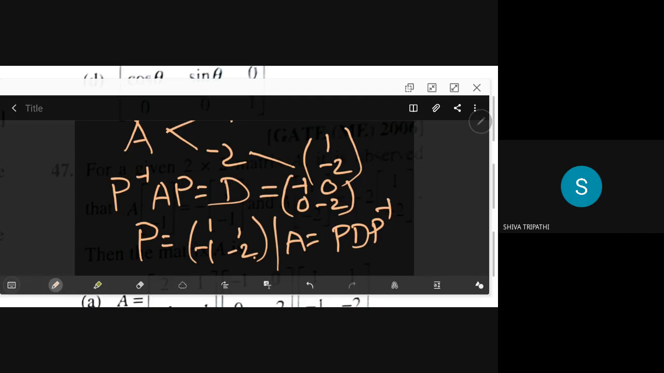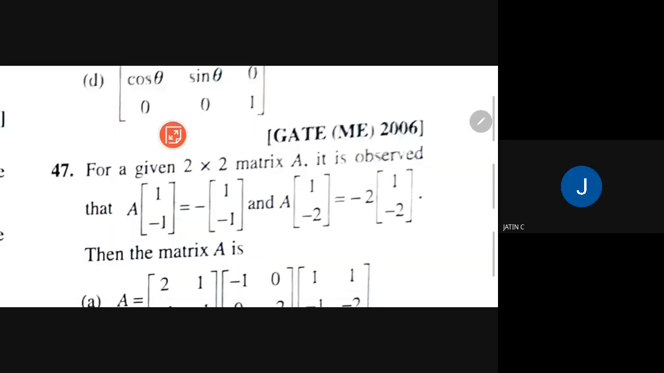We need a shortcut also. You please think about the shortcut. You can find like this. This is an application of diagonalization. So the options are given in the form of P inverse AP, so you can just do that.